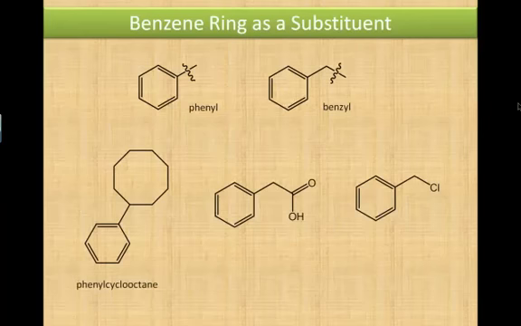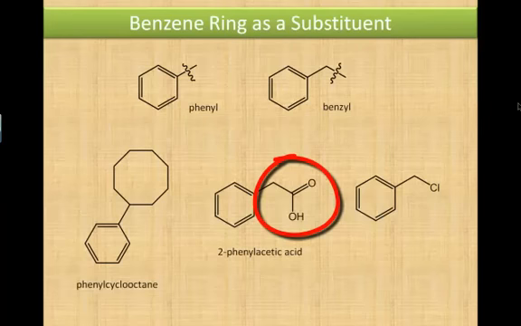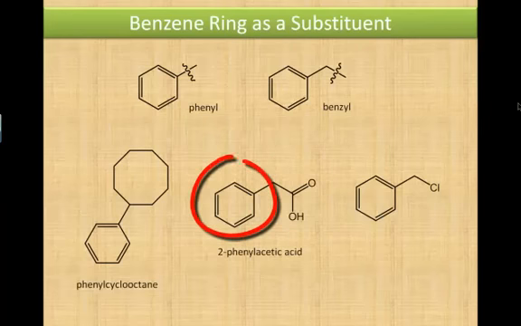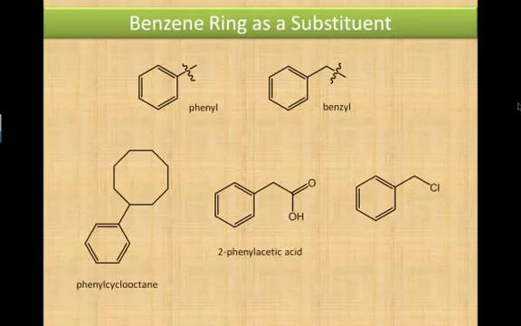So our first one is phenylcyclooctane. So the 8-membered ring, remember, is cyclooctane. I treat my benzene ring like a substituent, so I call it phenyl. The next one's a little trickier. This one is phenylacetic acid. This 2-carbon acid right here is acetic acid. My substituent is an aromatic ring, a benzene ring, so I call it 2-phenylacetic acid. And finally, we have benzyl chloride.